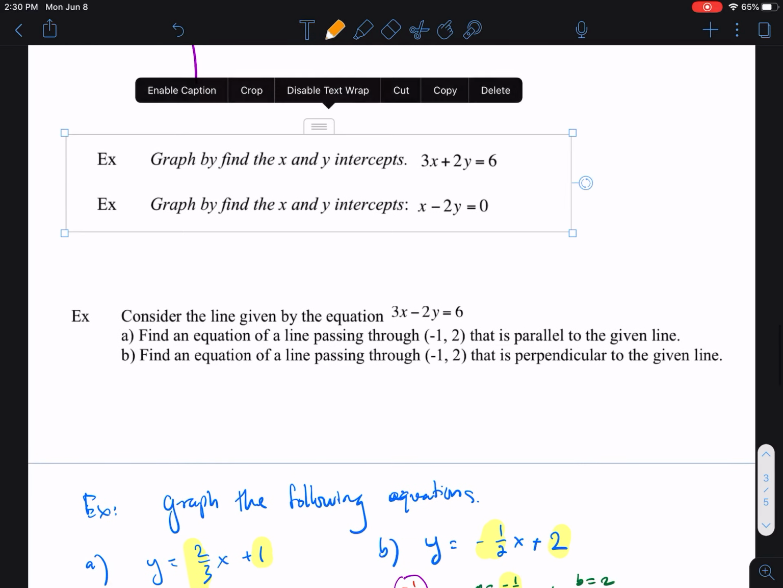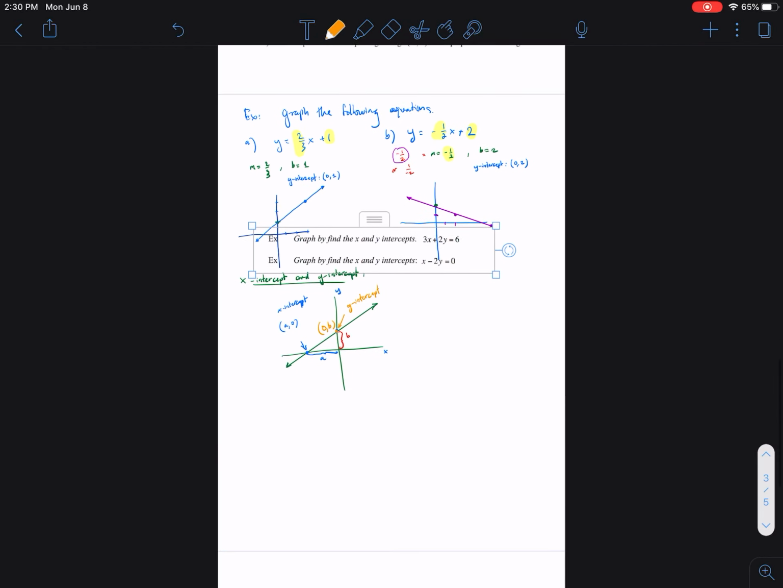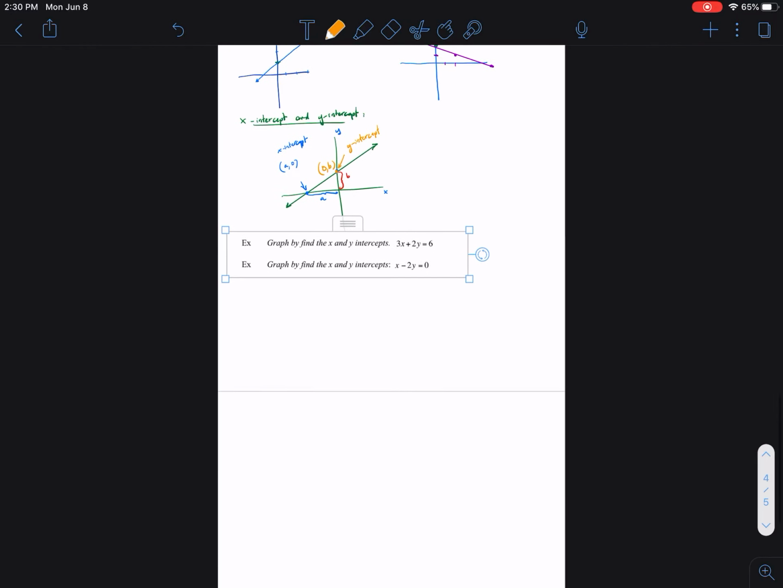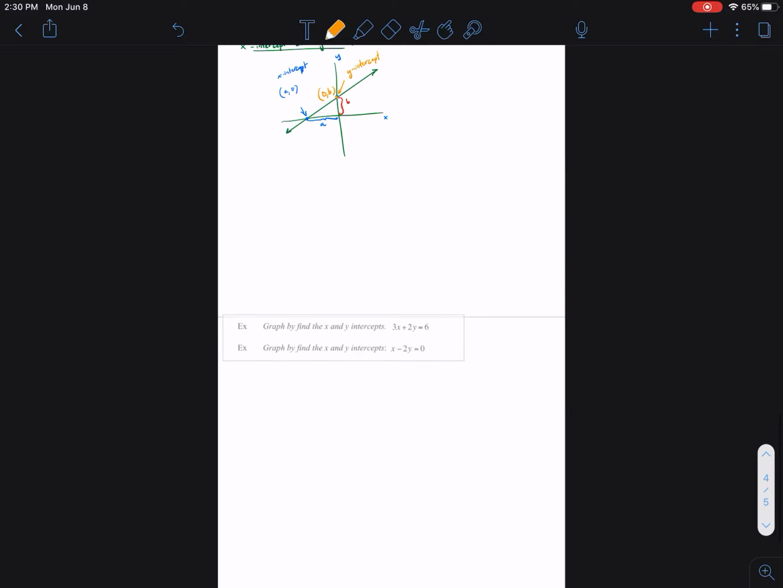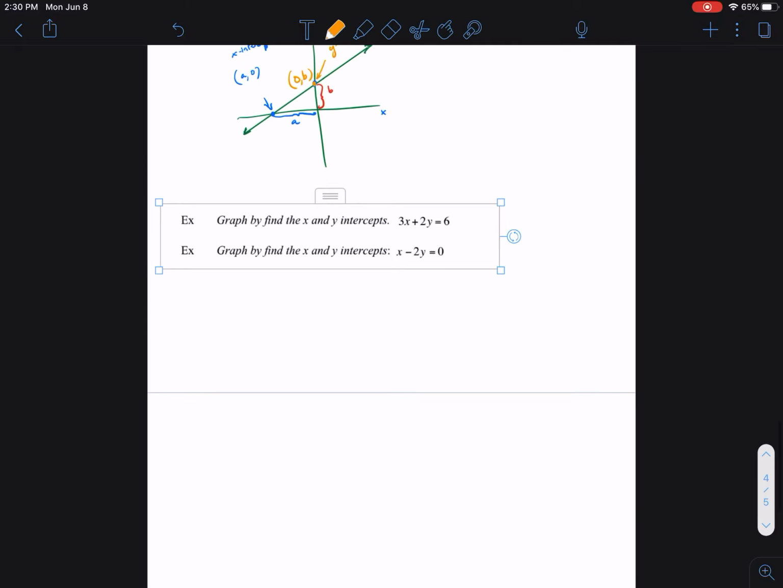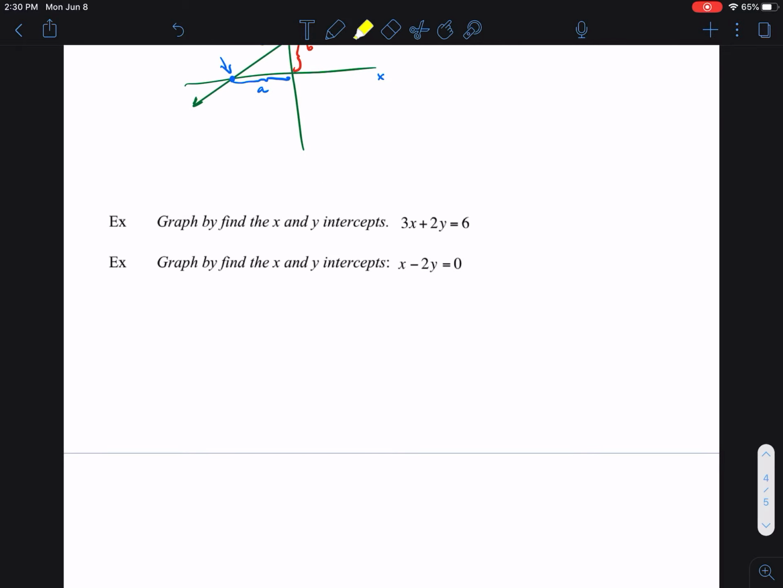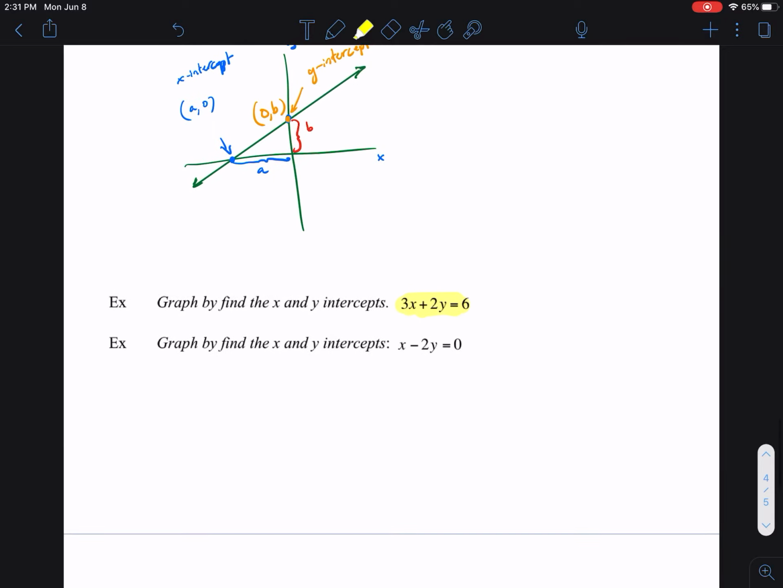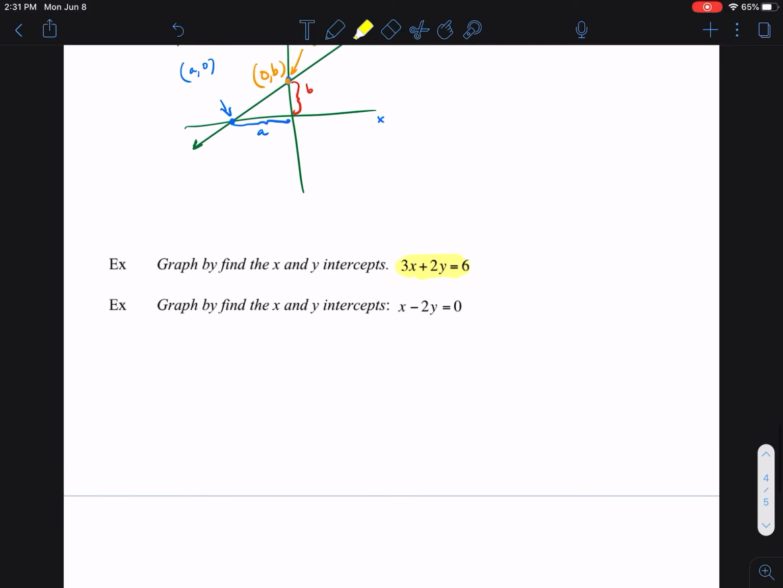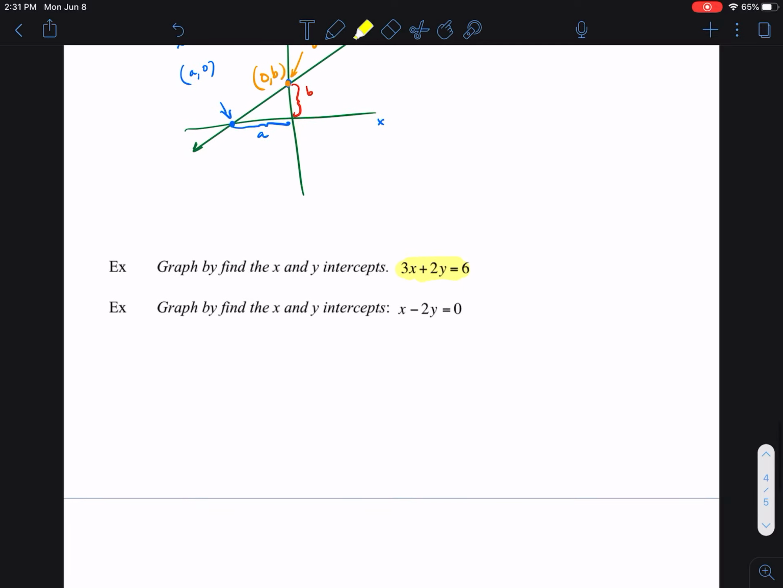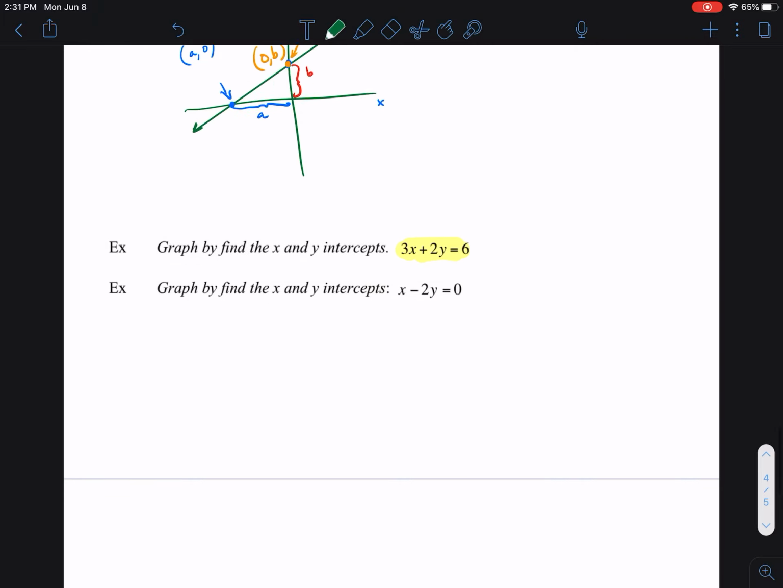Let me move this down. All right, actually let's go down further. Start there. All right, let's look at the first one. So if this is the equation, and we want to graph this using the x and y intercepts, we can graph that by finding the x and y intercepts, plotting those two points, and then drawing the line. It's much easier in my opinion, because any line can be drawn using two points.